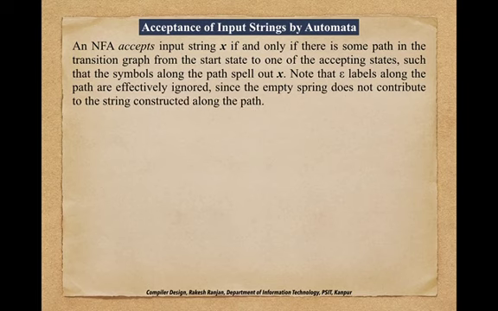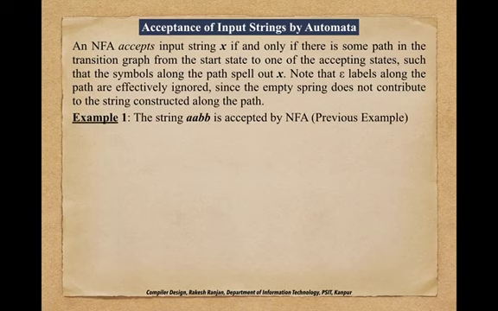The NFA accepts input string X if and only if there is some path in the transition graph from a start state to some accepting state, such that the symbols along the path spell out X. Note that the epsilon labels along the path are effectively ignored, since the empty string does not contribute to the string that is constructed along the path.